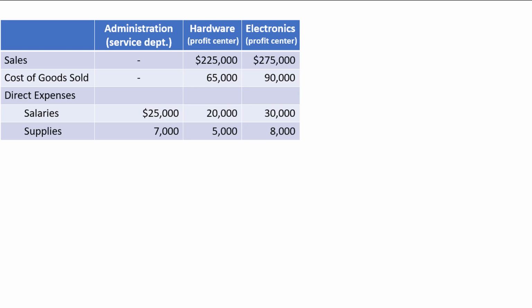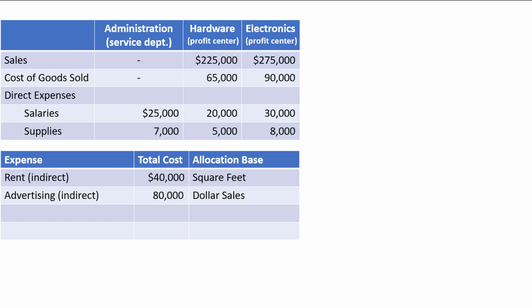Each department's sales, cost of goods sold, and direct expenses are showing now. The administration department doesn't have sales or cost of goods sold because it is a cost center and therefore doesn't generate revenue. The company also has two indirect expenses. Remember that indirect expenses need to be allocated to each department. The rent is allocated based on the number of square feet the department occupies, and the advertising costs are allocated based on the dollar sales. We will also need to allocate the cost of the one service department of administration to the two profit centers. Administration costs are allocated based on the number of employees. We will determine the total cost of administration later.